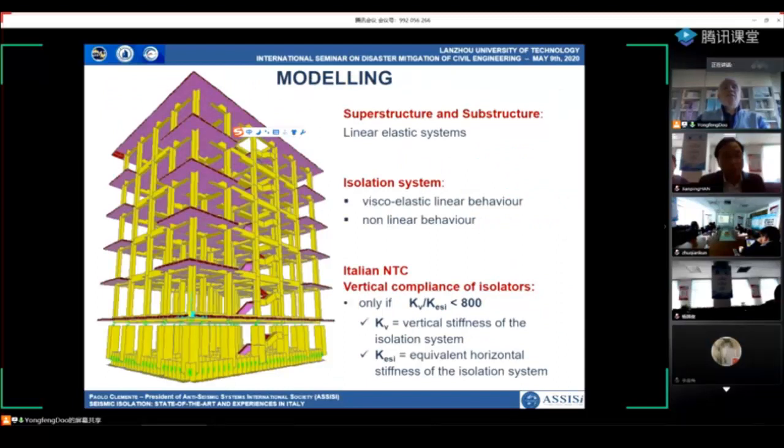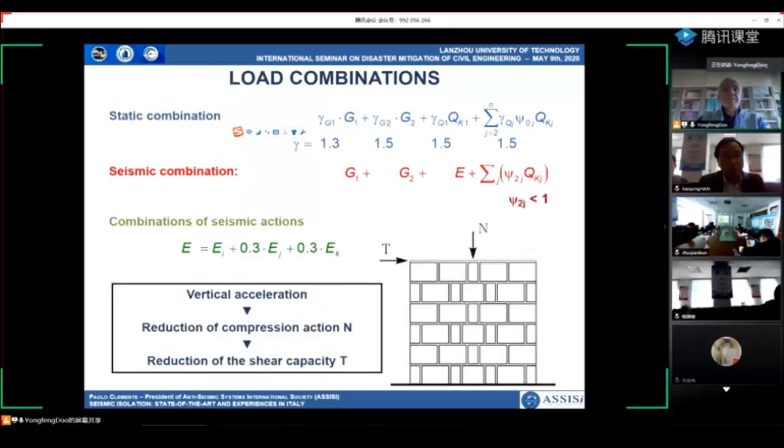The modeling of superstructure and substructures is very easy because they are linear elastic systems, at least in full isolation. The isolation system can be modeled as a linear system and also as a nonlinear system. To have no vertical amplification, the vertical stiffness of the isolation system must be at least 800 times the horizontal stiffness.